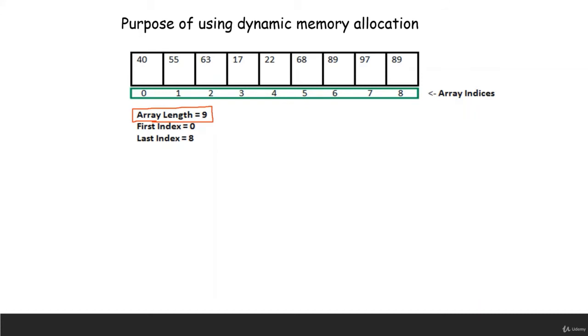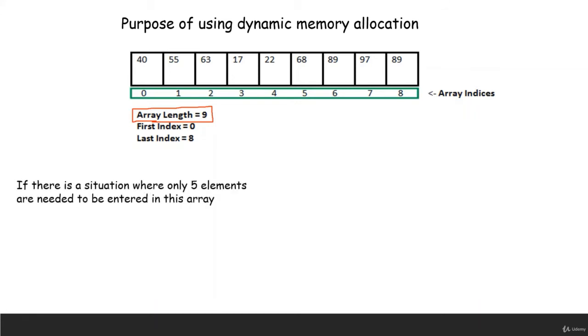But what if there is a requirement to change this length? For example, let's take a situation where only 5 elements need to be entered in this array. In this case, the remaining 4 indices are just wasting memory. So there is a requirement to lessen the length of the array from 9 to 5. Suppose we need to insert only these 5 elements, so these four memory blocks are just wasted. So we need to resize it.